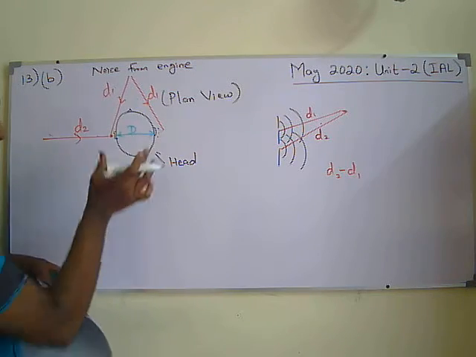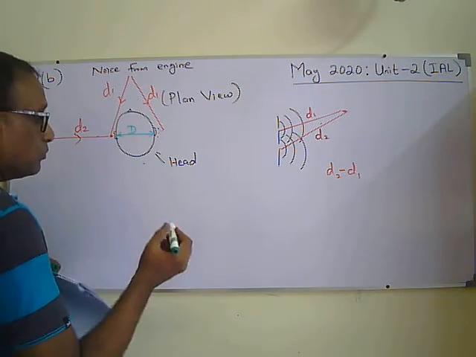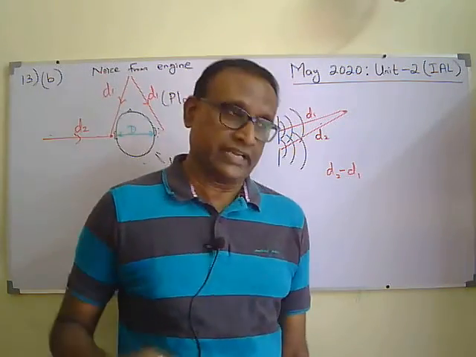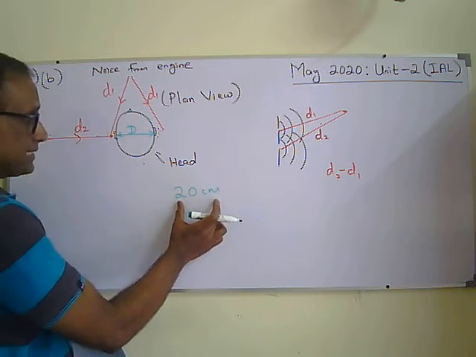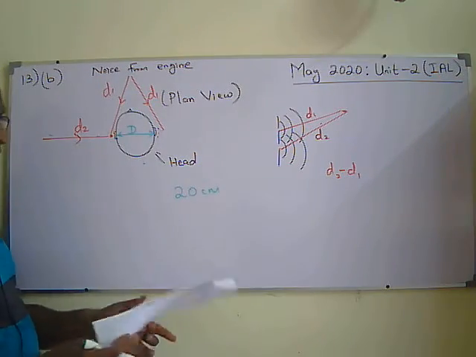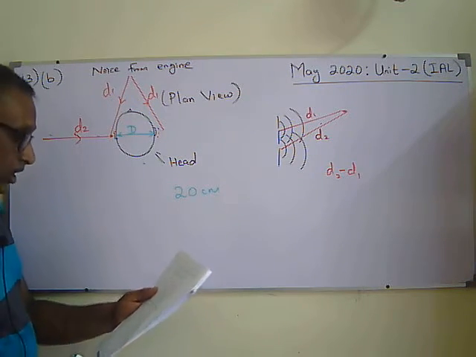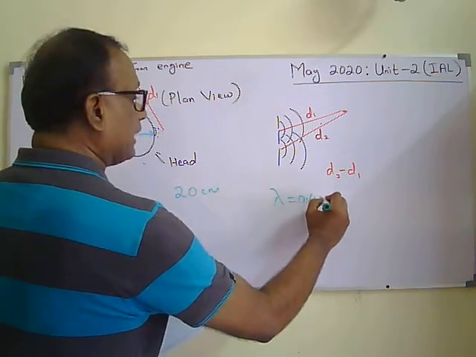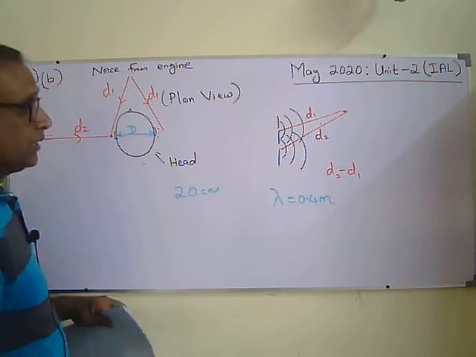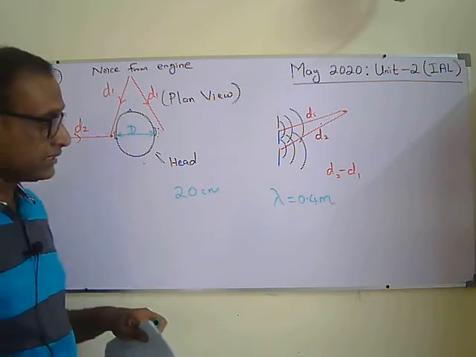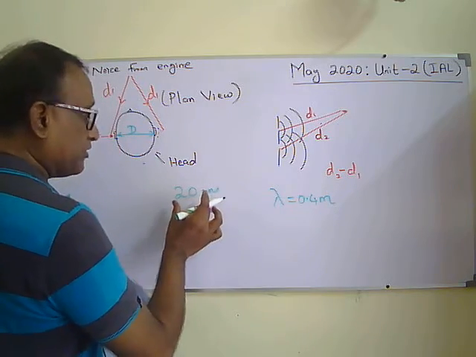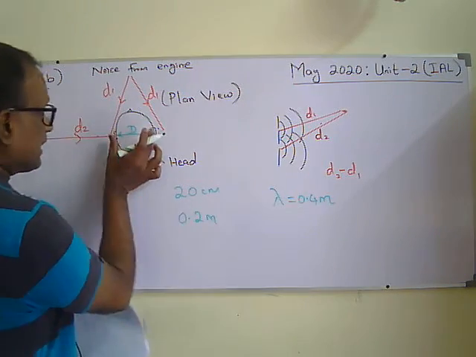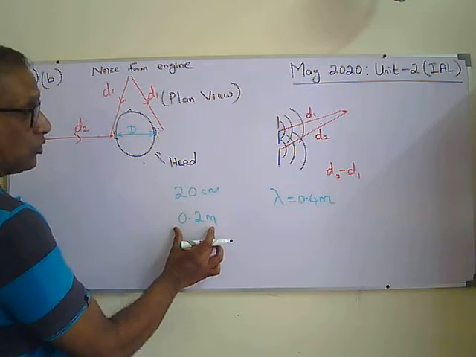The diameter of the head is almost 20 centimeters, though not everyone has the same size of head. In case it is 20 centimeters, that is half of the wavelength of the sound. We found in the previous part, part A, from the graph, that lambda is equal to 0.4 meter. So 20 centimeters means 0.2 meter. If the size of the head is 0.2 meter, now what's going to happen?